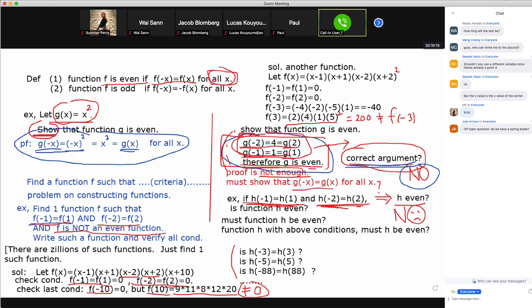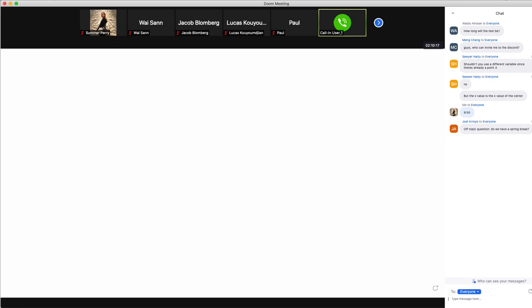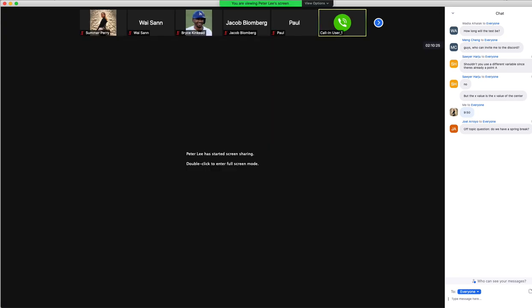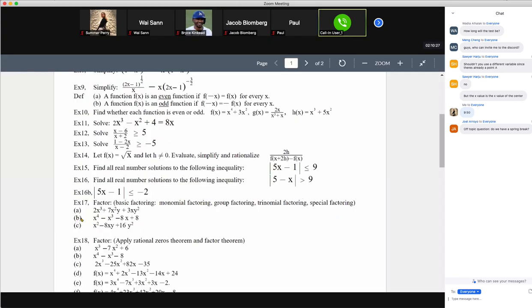So let me now save this page and then clear this. And now let me go back to our page. Okay, so now share screen. Let me go back to this. Okay, now we are back to this. So Example 9. Right after Example 9, there's the definition of even or odd. And now Example 10, there are 3 functions here. So how do you show whether these functions are even or odd?